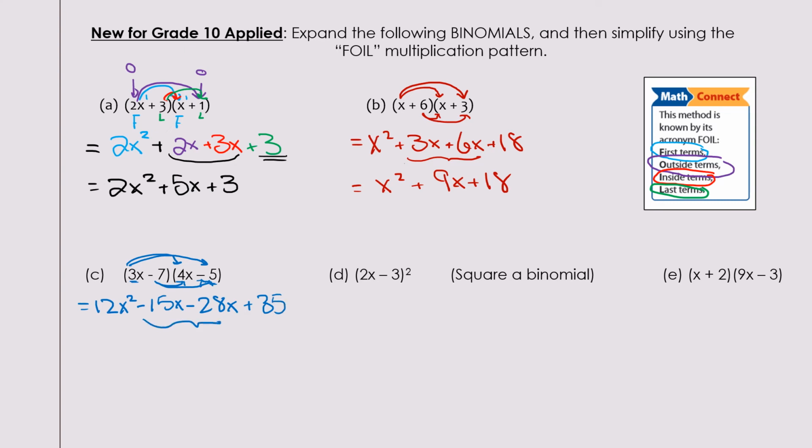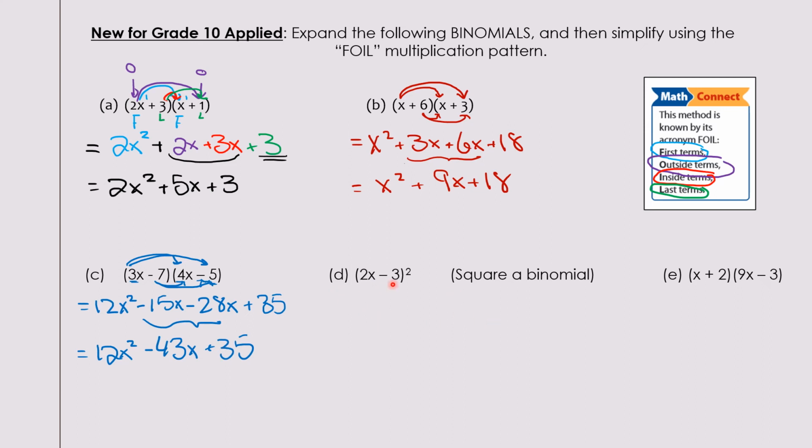And our middle terms do match. They are like terms, so we're going to put them together. What is negative 15x minus 28x? Negative 43x plus, whoops, yeah, 35.